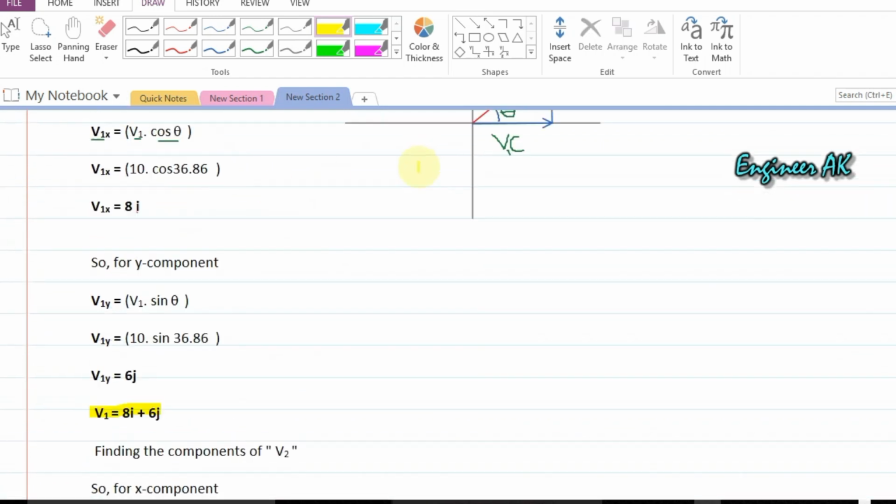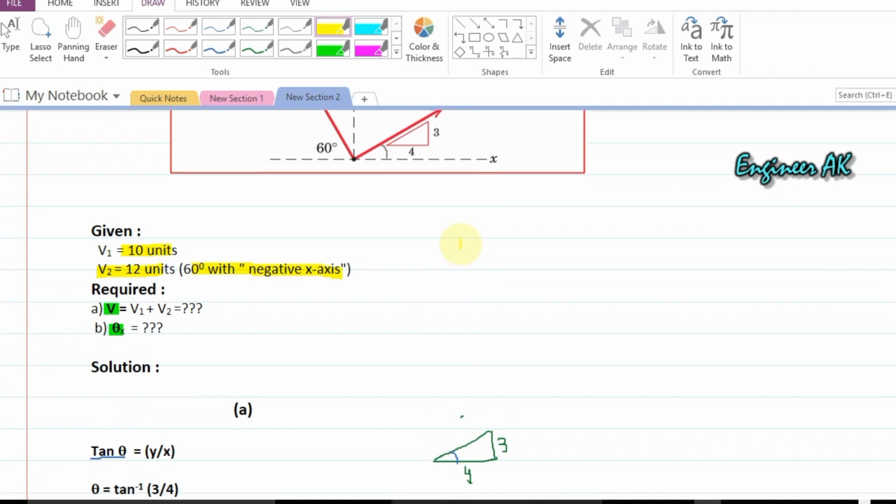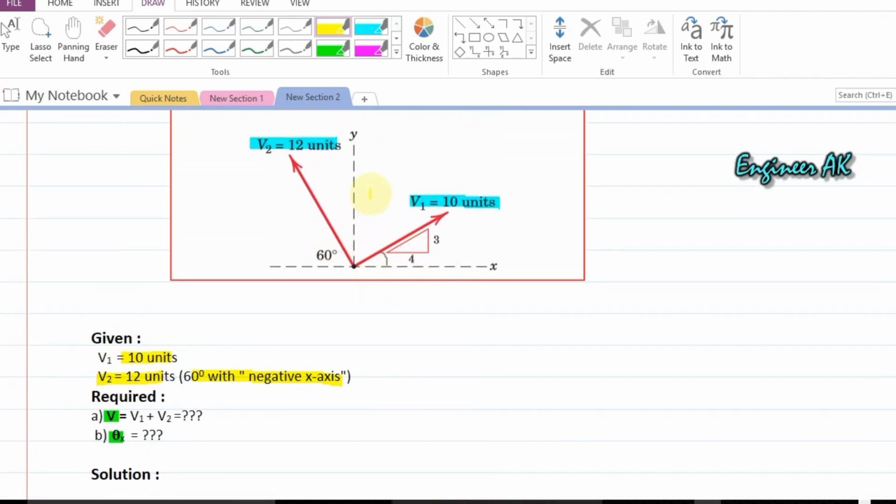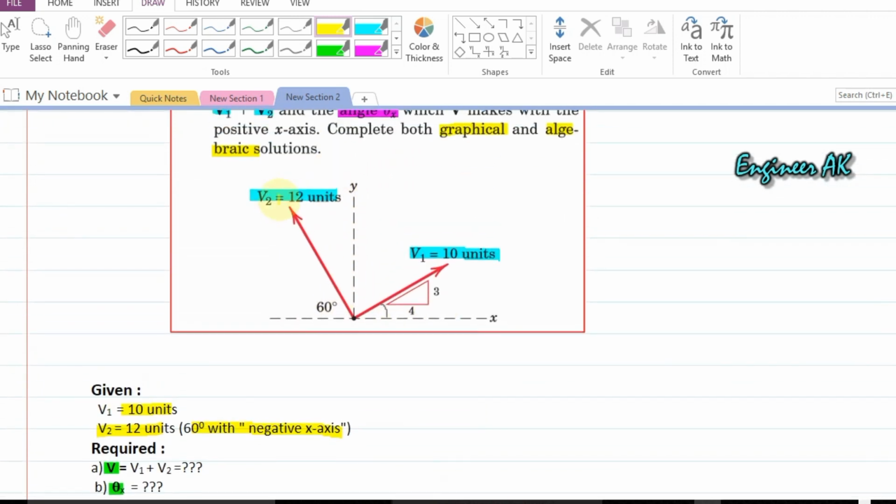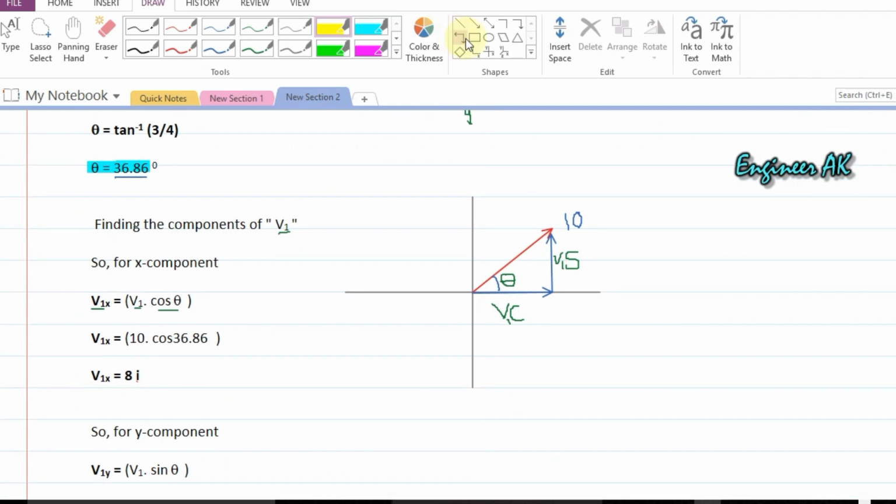Similarly, if we see the second vector, let me draw it here.